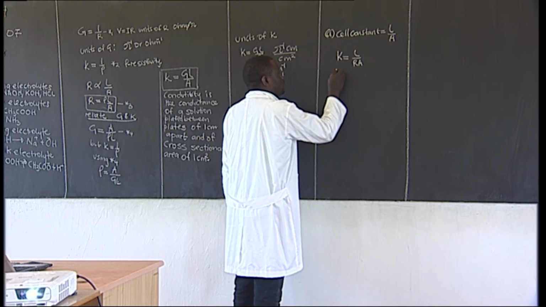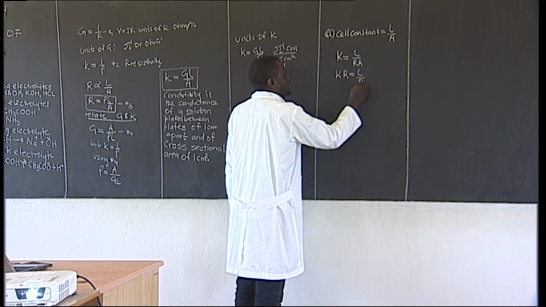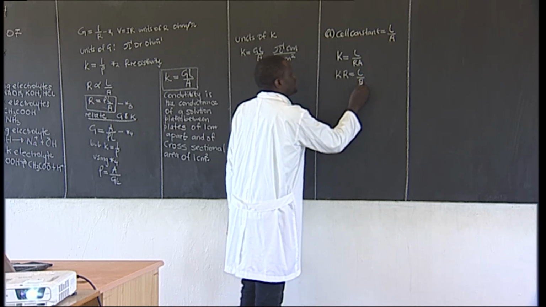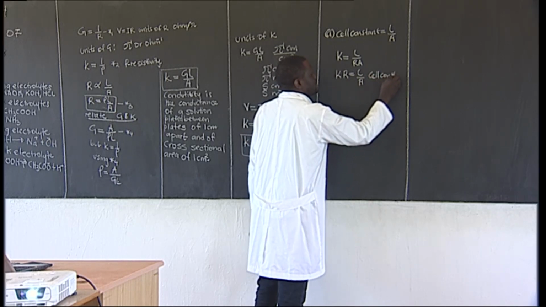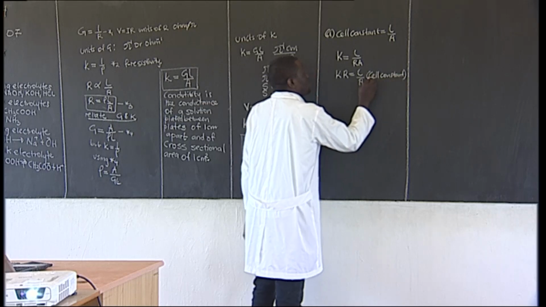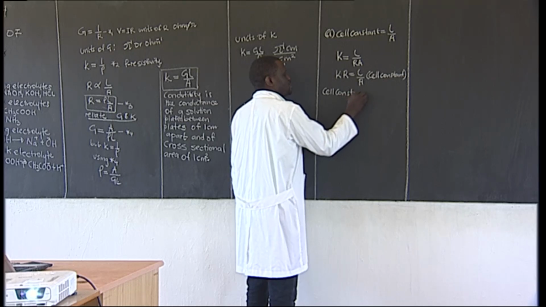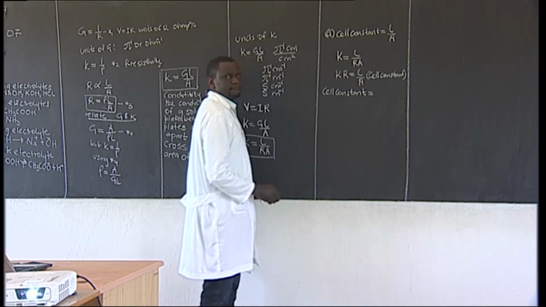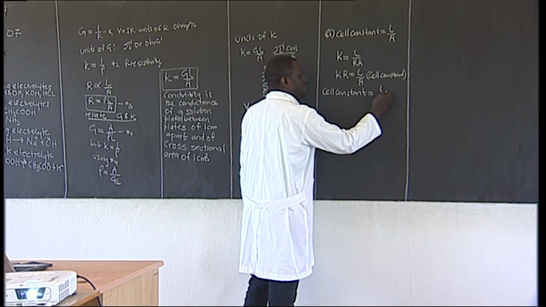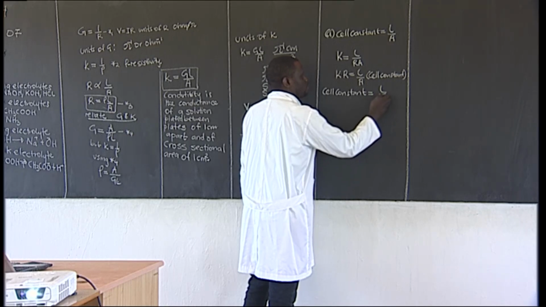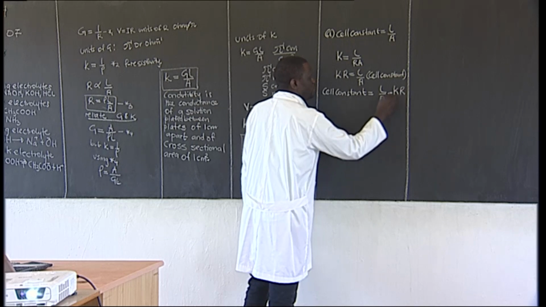So this will equal to K R, which is equal to L over A. So meaning our cell constant, this is our cell constant. Cell constant will equal to L over A, which is equal to K times R. And what is K?